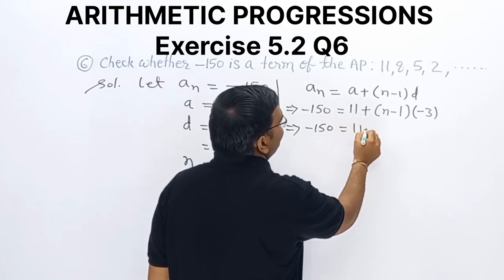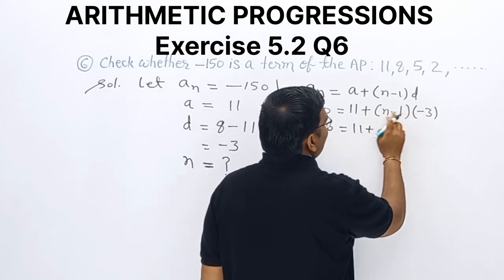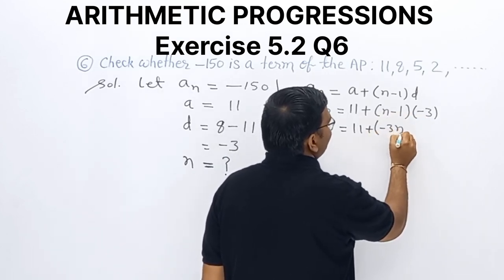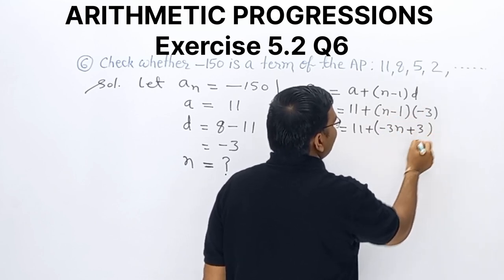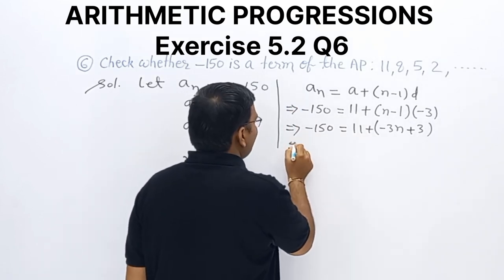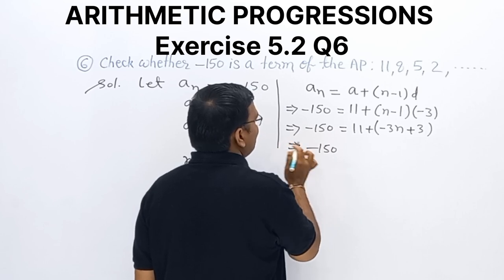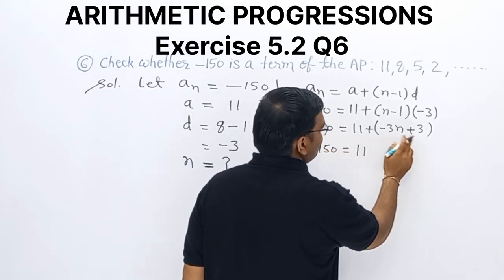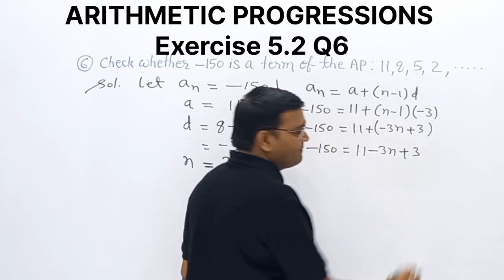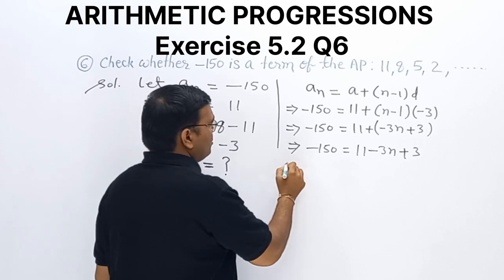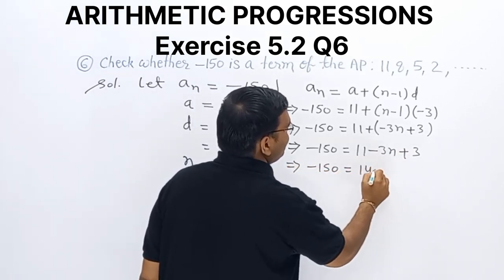Solve this. Minus 150 equals 11 plus, apply the distributive law, minus 3 into n gives minus 3n, and minus 3 into minus 1, minus into minus will be plus 3. This can be written as minus 150 equals 11 plus minus 3n plus 3. Clear? Now solve: minus 150 equals 11 plus 3, which is 14, minus 3n.